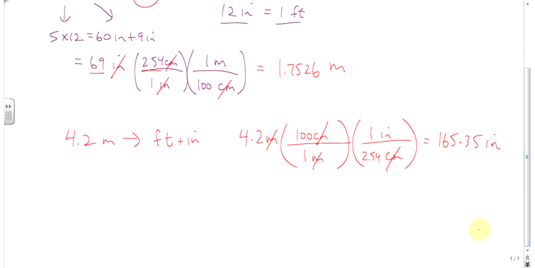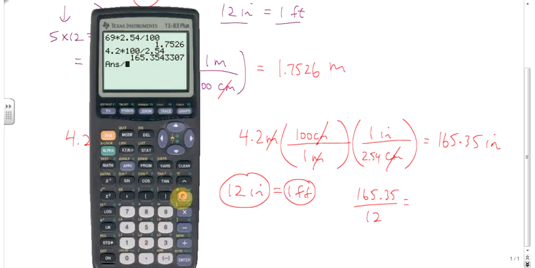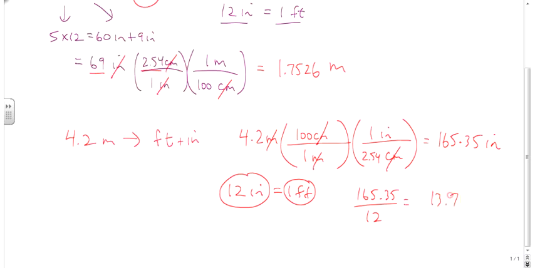There's a couple of ways to do this. Again, most of us are pretty familiar with this. So let's find out how many feet are in this. In other words, how many 12 inches are in 165.35. If I divide that by 12, I get 13.78 rounded feet. Okay? So now we have a couple of choices.